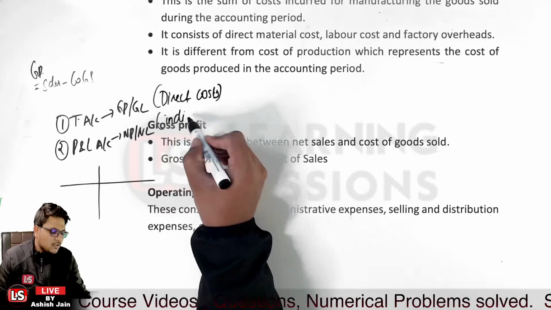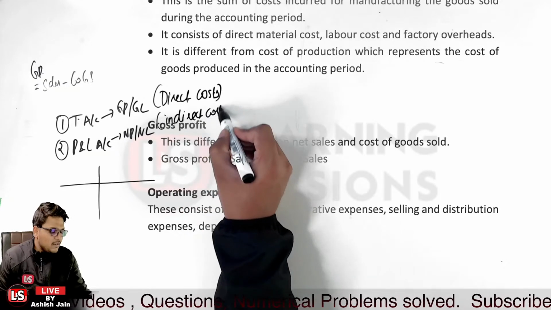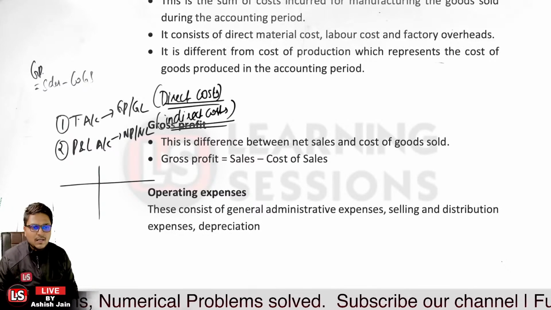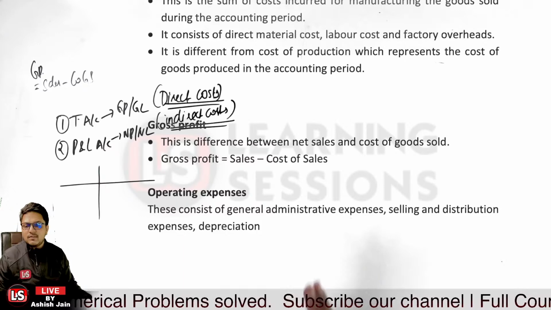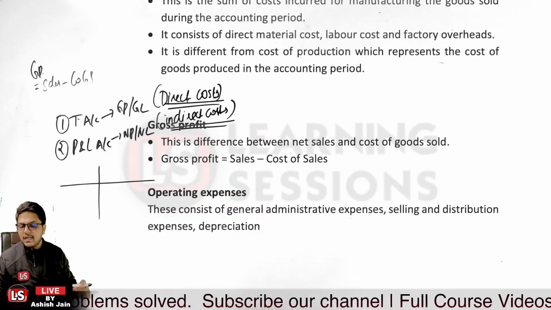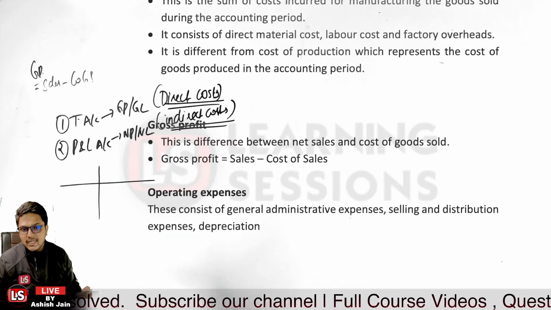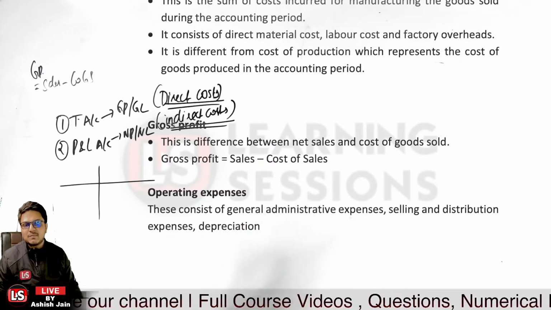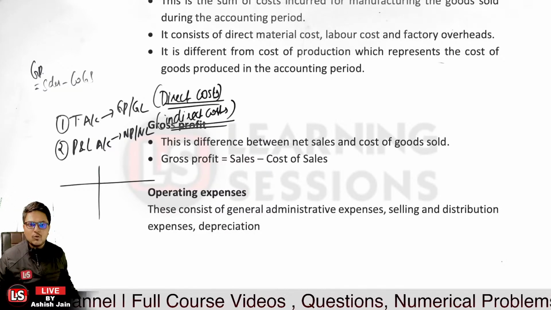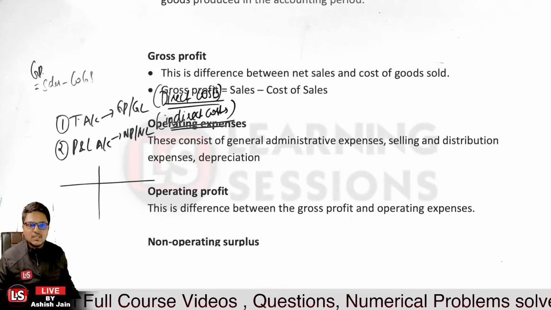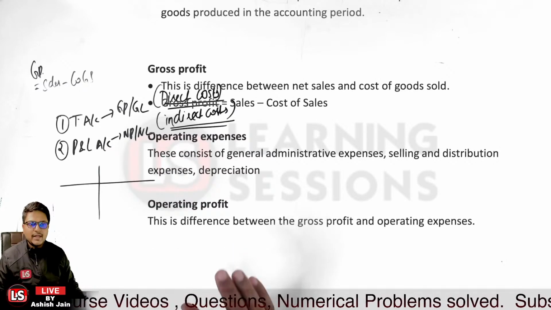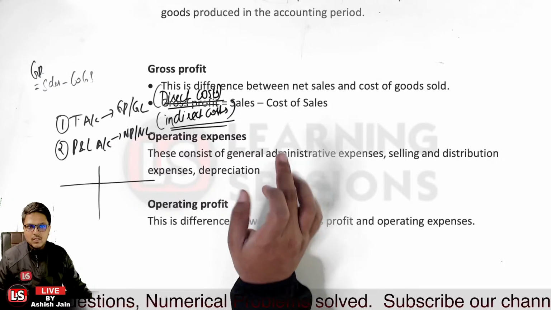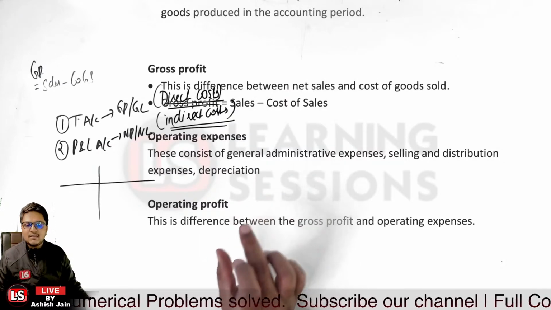Now, what will be the indirect cost? When you have manufactured the goods, you will be marketing them, administering them, selling them, distributing them. There will be cost associated with it. Also, if depreciation is being charged, that is also a cost associated with the manufacturing itself. So those are the operating expenses. Then it is the operating profit. So gross profit minus operating expenses is the operating profit.